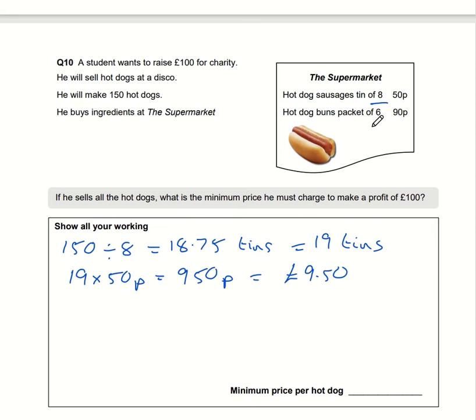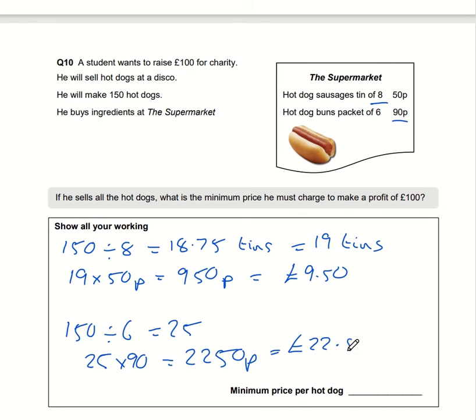Okay, and the buns are in packets of 6. So how many 6s go into 150? 150 divided by 6 is 25, and then 90 pence each. So 25 multiplied by 90 comes to 2,250 pence, otherwise known as £22.50.